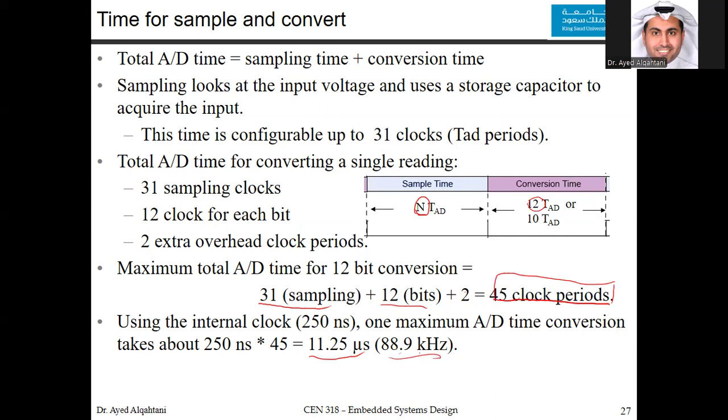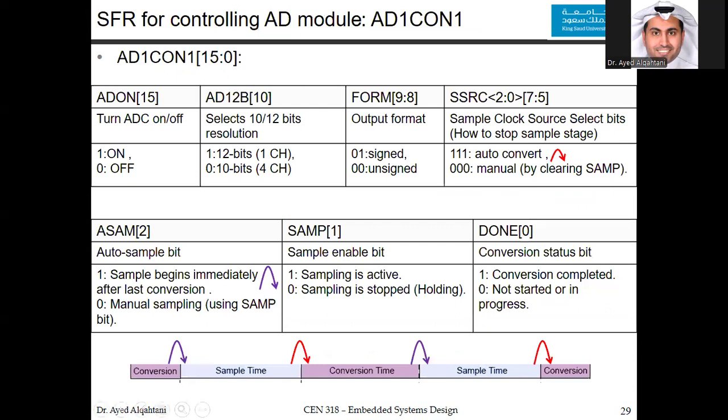Now we will discuss the special function registers. You would see in the analog to digital converter, there are so many special function registers. At this point, we are ready to discuss each one of them. We actually have this first special function register, which is the AD1 control register 1. It has 16 bits, and as you can see, it's from 0 to 15. And this table details all the fields.